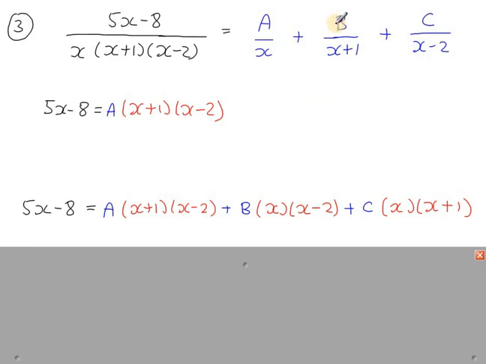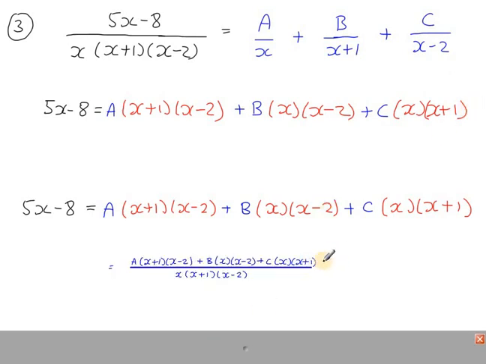And then we have plus B, and this time the denominator is x plus 1, so we multiply by x, x minus 2. And then the final one, plus C, and the denominator is x minus 2, so we multiply by x, x plus 1. And it's quicker to do this than to do this.